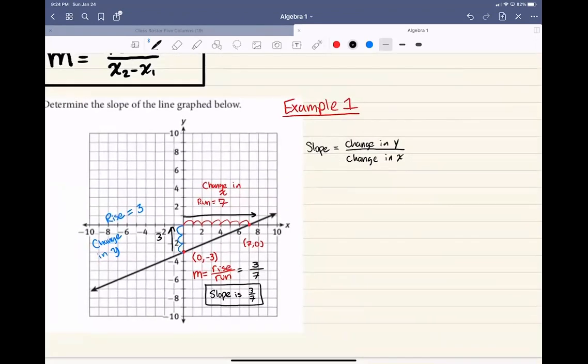So our change in y, once again, is going to be our rise, which is 3. And then we can write that here, I guess. So change in y is equal to 3. And our change in x is equal to 7. All right.